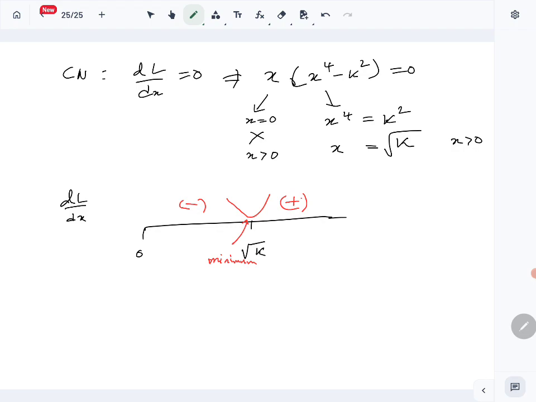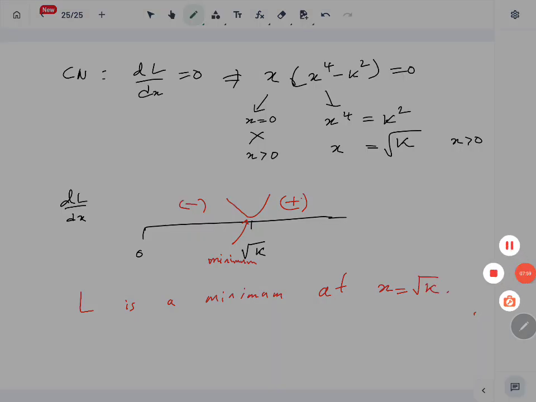So conclusion is L is a minimum at x equals square root k. Right. So question 14 is done. So next we will discuss question number 15.